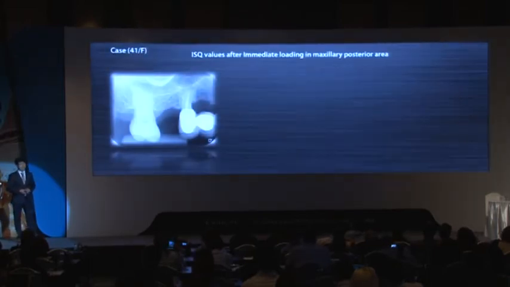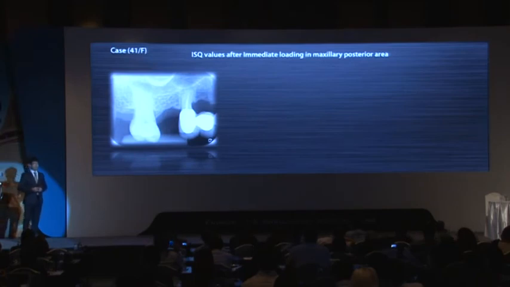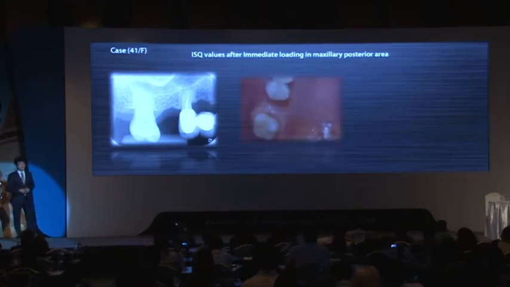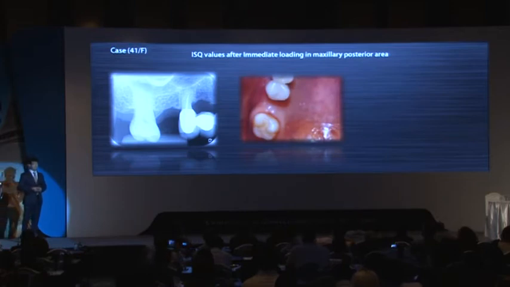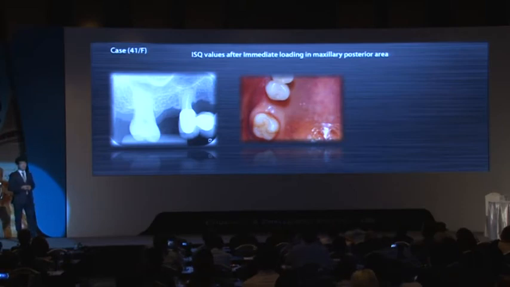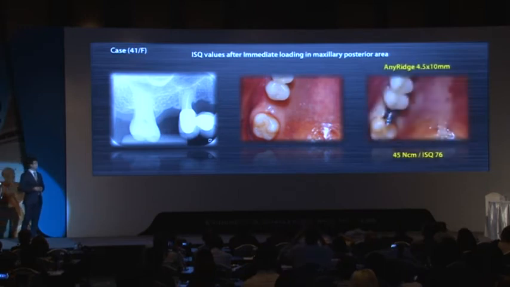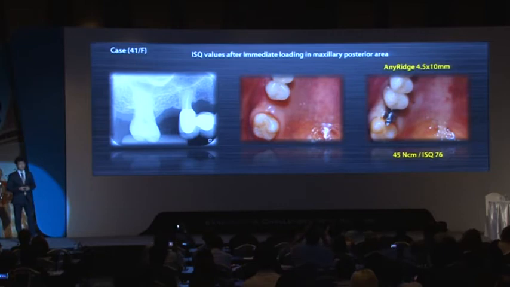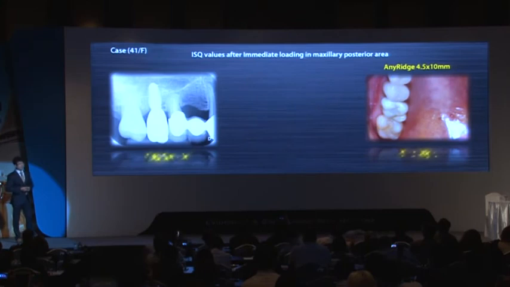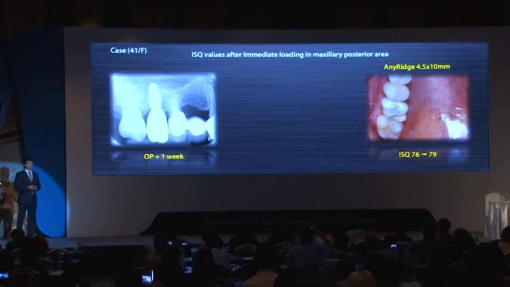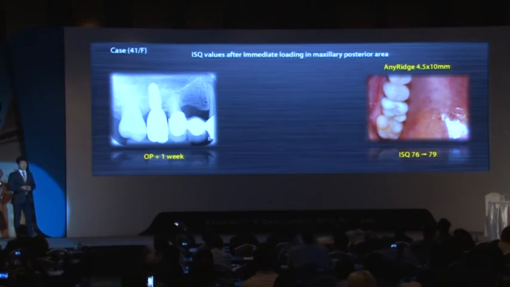Let's see this case. This patient was very scared of surgery. Fortunately, she had relatively enough bone width on the molar area. So the implant was placed with the Fleming technique after bone-added osteotome sinus floor elevation. Insertion torque was 45 Newton centimeters, and the ISQ value was 76. The final prosthesis was delivered 1 week, just 1 week post-operatively. And the ISQ value had increased to 79 at that time.